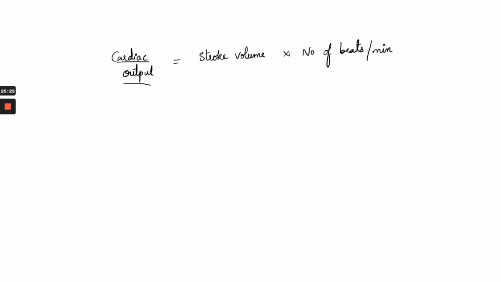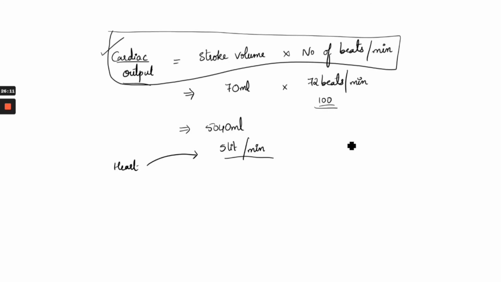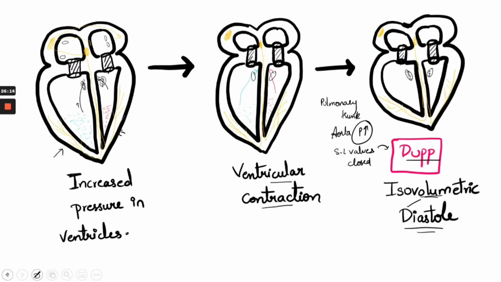Okay, so stroke volume is how much? 70 ml we say, into how many beats? 72 beats per minute, right? So 70 into 72, approximately 5040 ml, that is 5 liters per minute. So our heart pumps how much? 5 liters per minute, right? So this is cardiac output. If we say 100 beats, again you can calculate for 100 beats, right? So you need to know the formula here. Cardiac output is equal to stroke volume into number of beats per minute. Okay, so this is about the cardiac cycle.